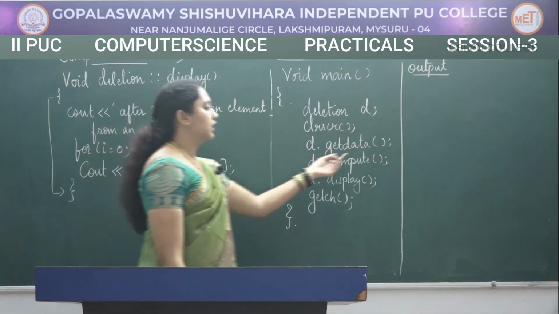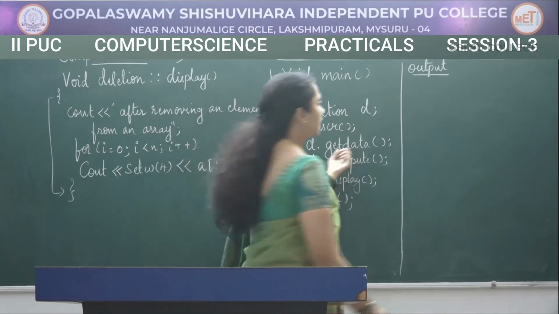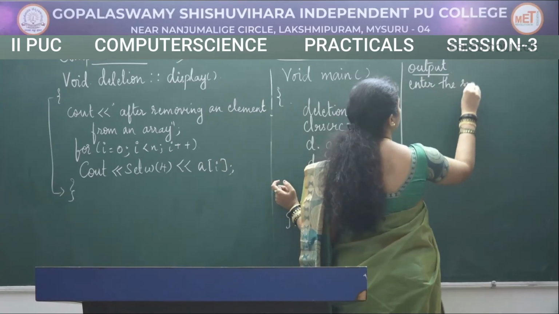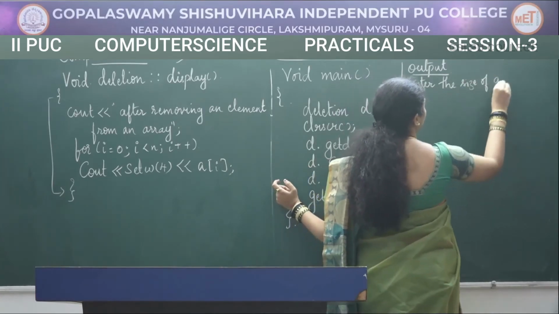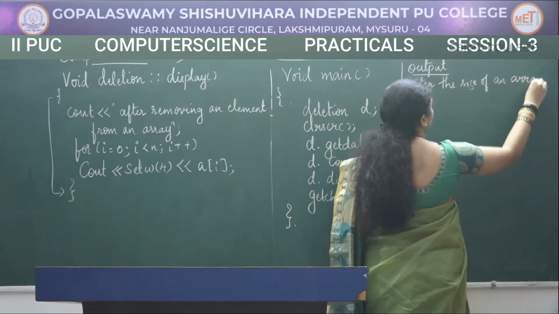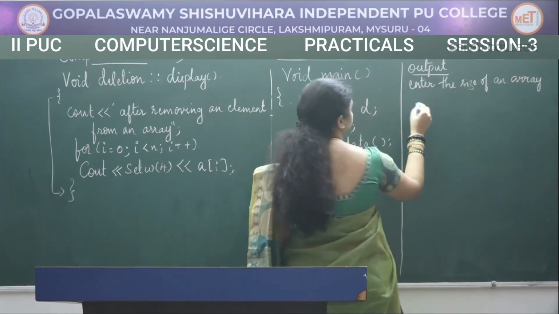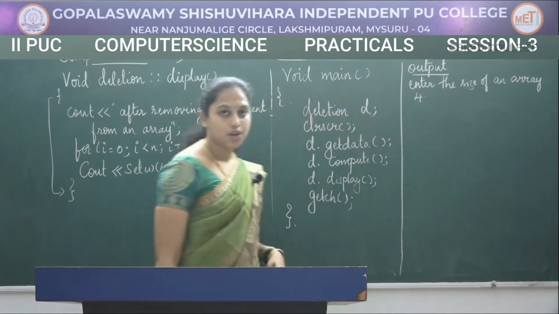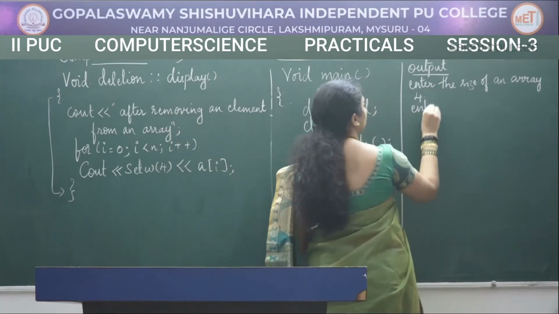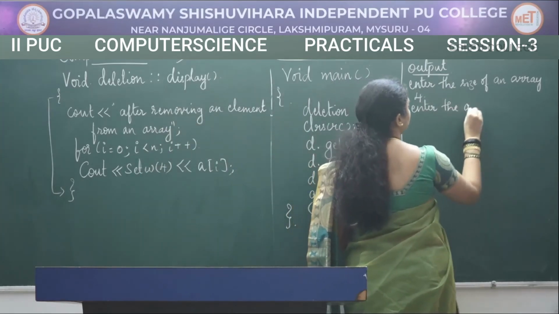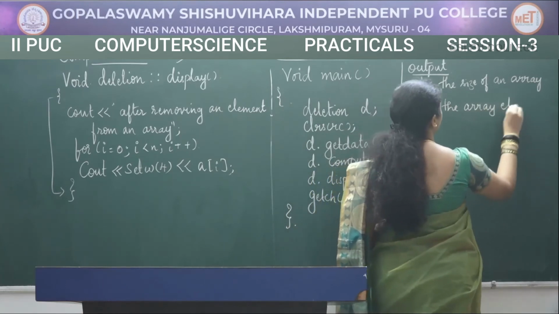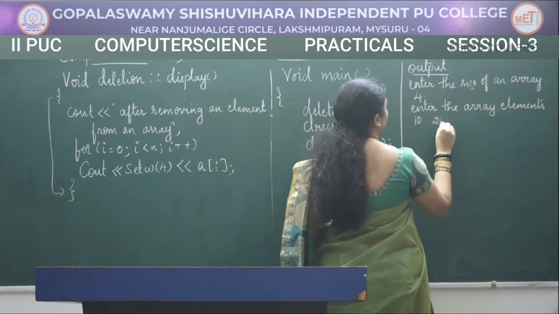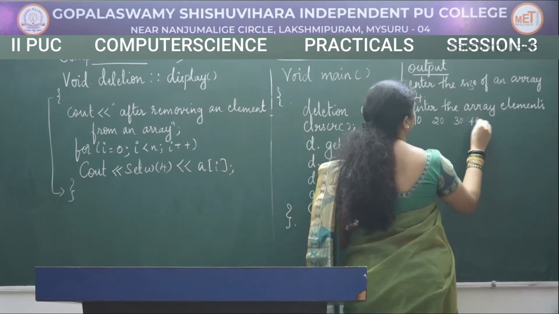Yes, what is the output for this program? So here first get function is called. So in the get function, first it will ask the user to enter the size of an array. What is the size of an array? The size of an array is 4. Enter the array elements. What are the array elements? 10, 20, 30 and 40.